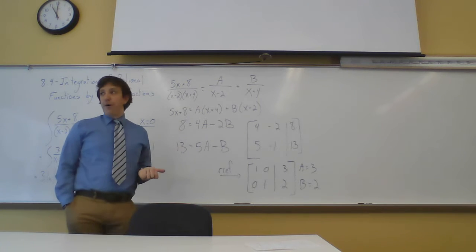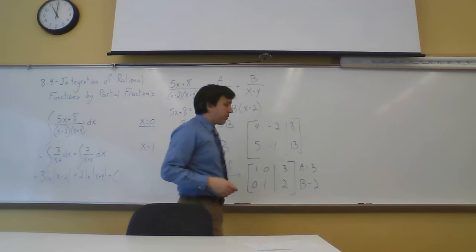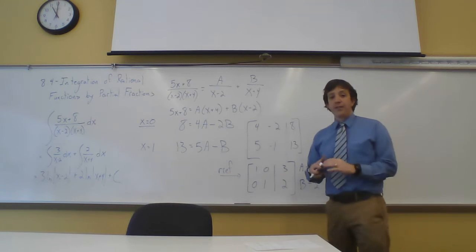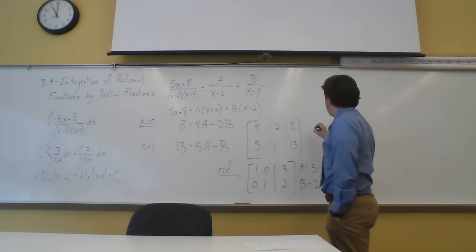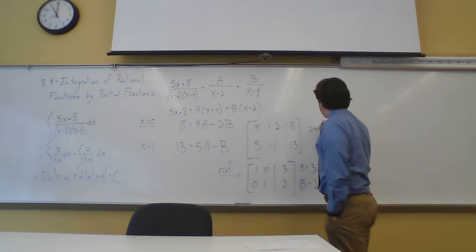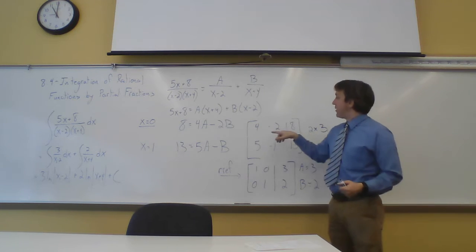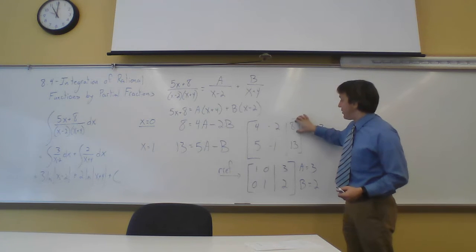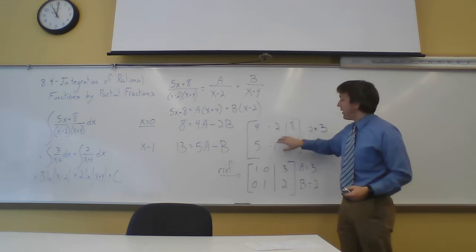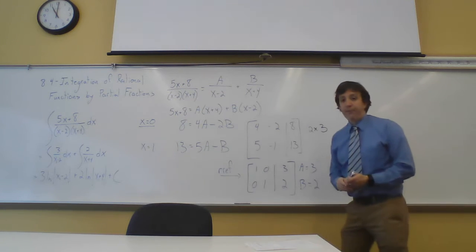You could do it algebraically, but there's a nicer way. What we're going to do is put these into our calculators as matrices, because our calculators will solve them really nice and easy. This is a 2 by 3 matrix because it has 2 rows, 3 columns. You can see I stole the coefficients, 4, -2, and then the answer was 8. It's important the answers have to be over here on the right. And then 5, -1, and the 13.